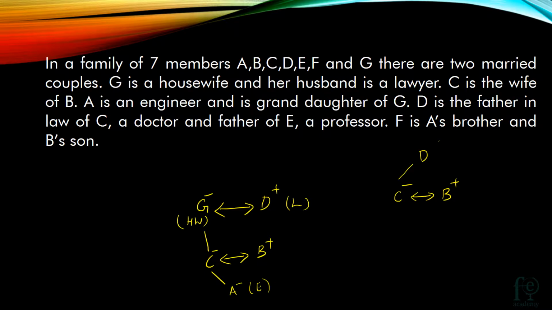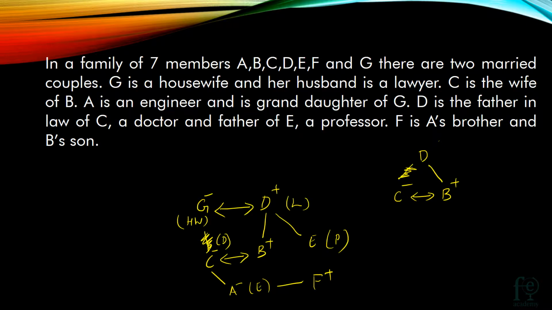What is given? D is the father-in-law of C. So here B is the son. Okay, I made a mistake here. This line is not there because D is the father-in-law of C. C is a doctor, and father of E, a professor. So E should come here. So E is a professor. Now F is A's brother and B's son. F is A's brother. F should come here. Okay, so now it is complete.